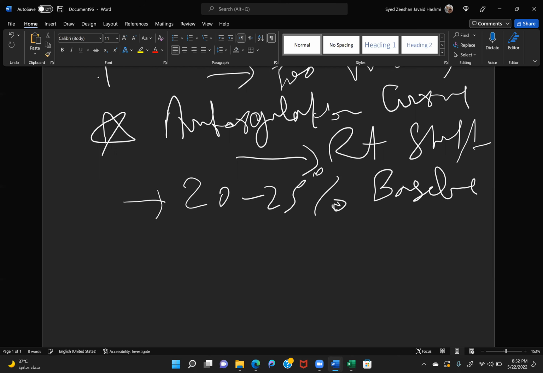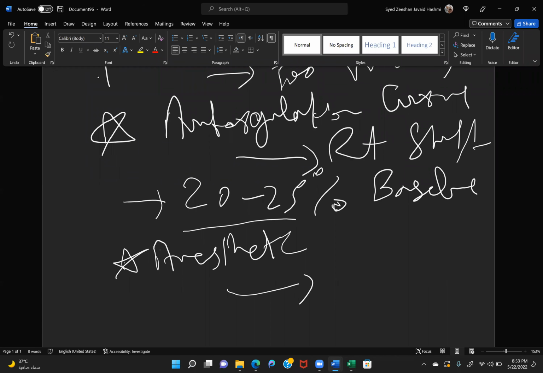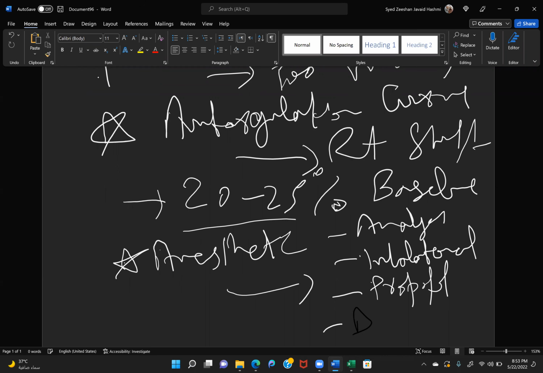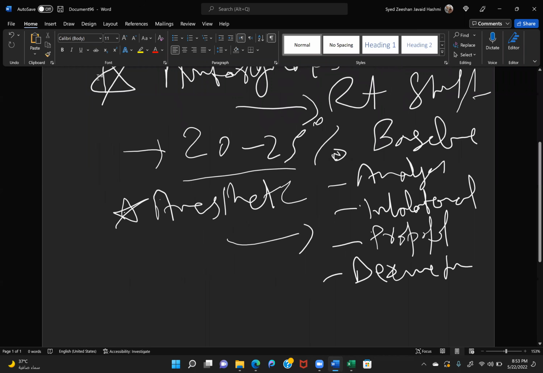Okay, so this is one thing. Another thing is that for the other factors, you have to go slow, one by one. You can always look at anesthetic management rather than immediately jumping to medications. Anesthetic management means analgesia and manipulating the inhalational agent. Then you can use an infusion of propofol or dexmedetomidine, which will give you very good control of blood pressure and heart rate.